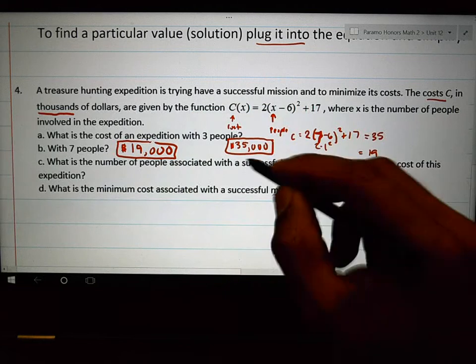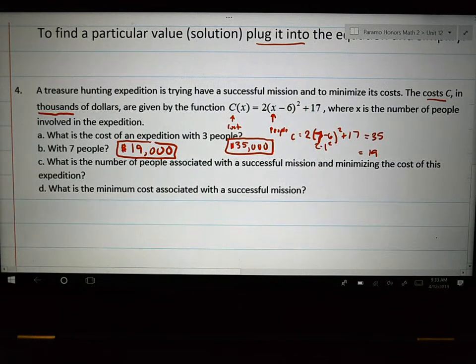3 people, it costs $35,000. 7 people, it only costs $19,000. You want to make sure that your costs are low. Why does it cost less with more people? That's a whole nother question. I'm not going to ask that question, but I think about that question a lot. Maybe because you already rented one van and now you have more people putting money in and the one van is being spread out with more people.